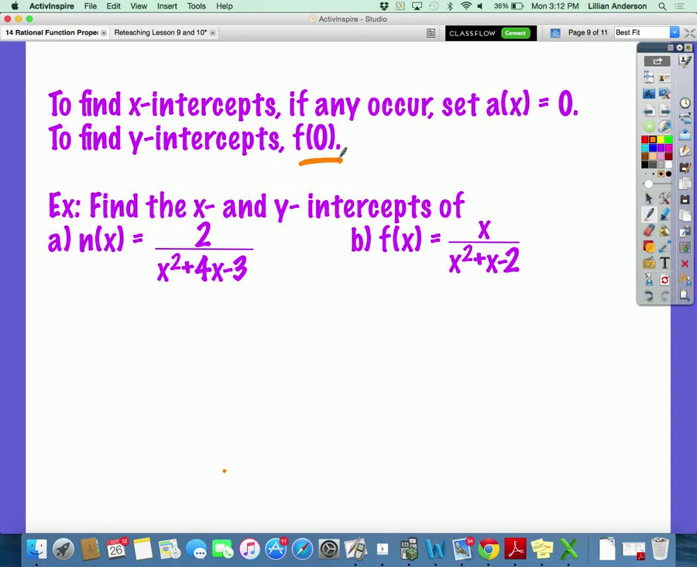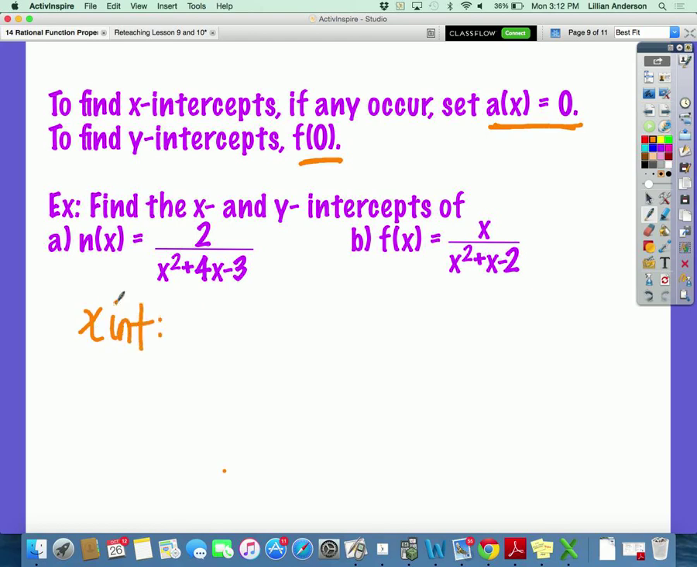So that's why it's just the numerator equal to 0 to find your x-intercept. Because that's what's going to happen every time. The denominator is going to go away. Okay, go back up. So here, what's the x-intercept?